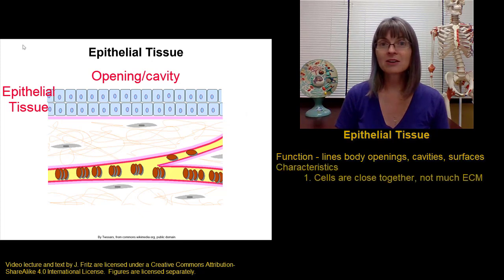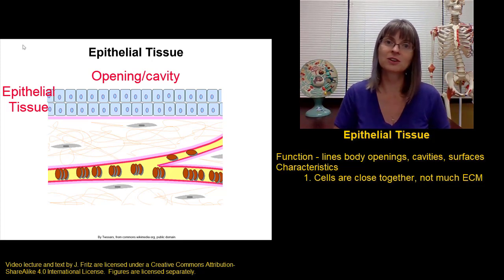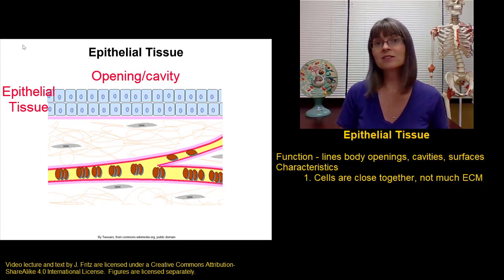One of the important characteristics of epithelial tissue is that in epithelial tissue, the cells are very close together, and there's very little extracellular matrix in between them. So this is a tissue where the cells are performing the main function rather than the extracellular matrix.